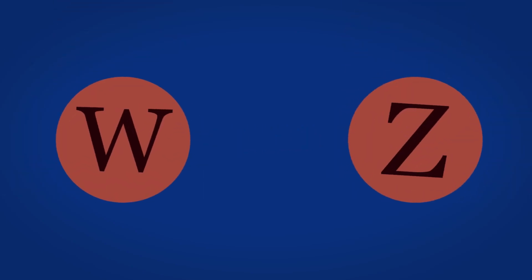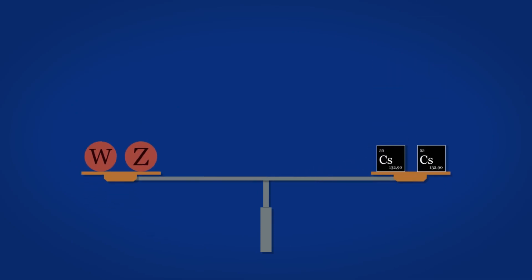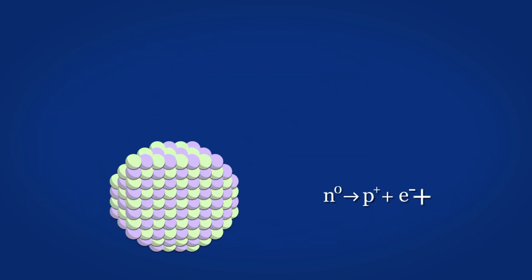W and Z bosons are very massive. Their mass is comparable to the mass of a cesium atom. Their exceptional massiveness determines the very short distance over which the weak interaction operates. The characteristic range is 1/1000th the size of a proton. The weak interaction is also responsible for the beta decay of atomic nuclei.